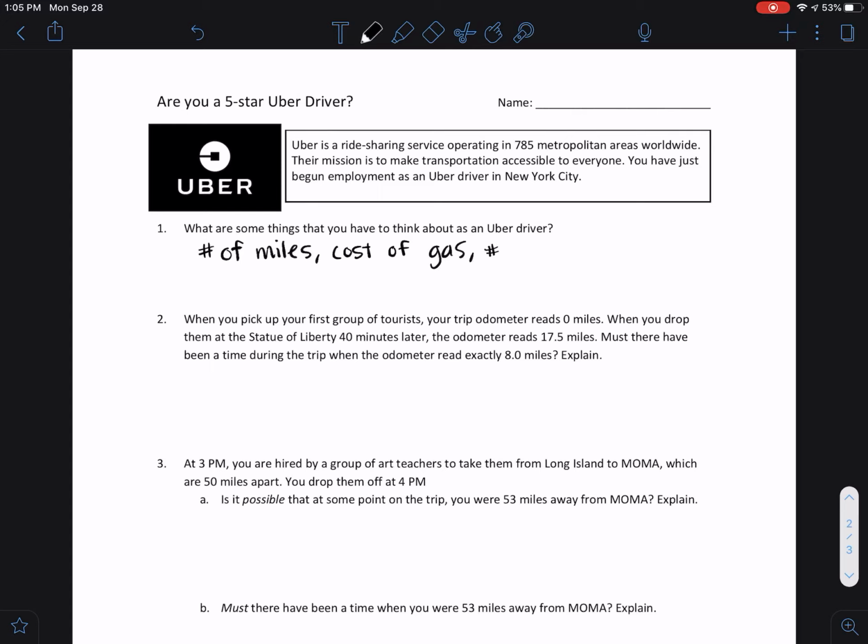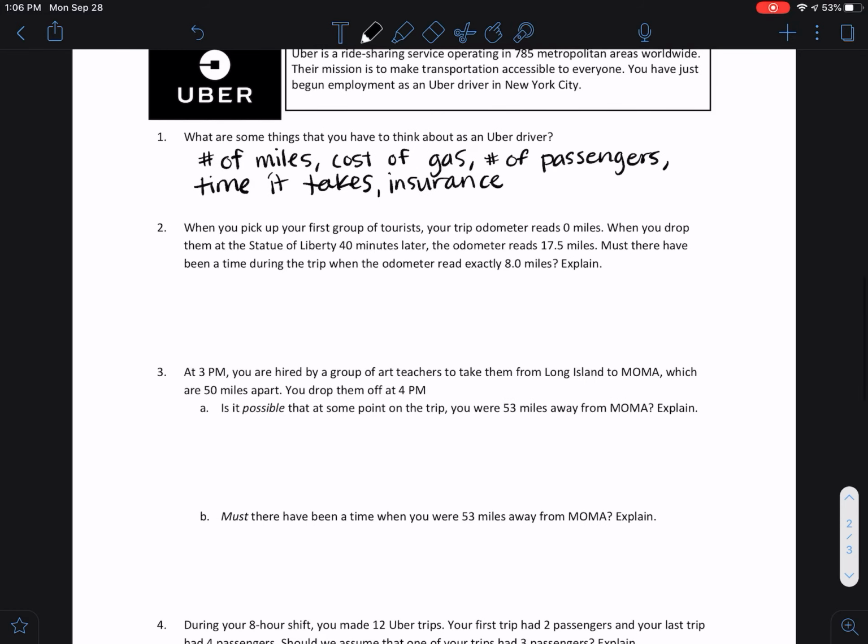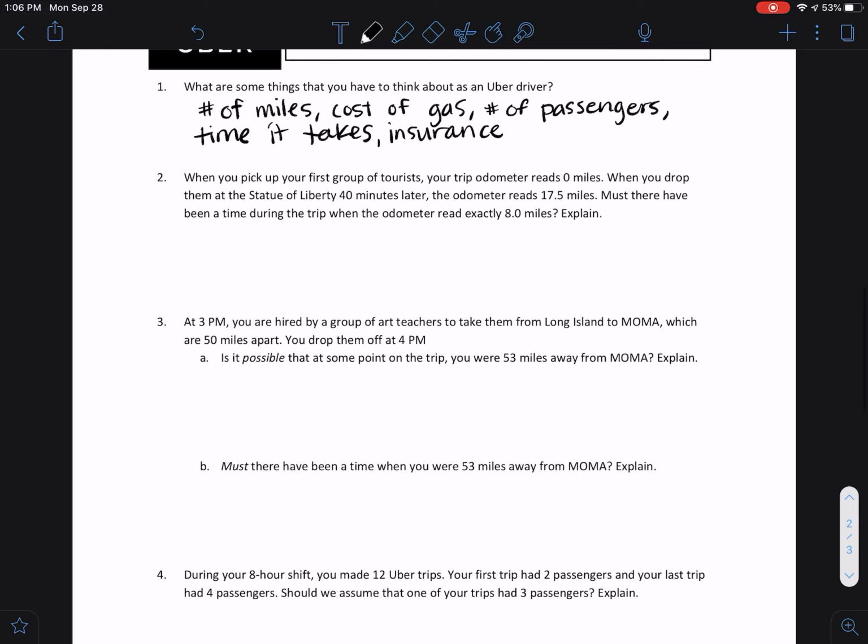Probably the number of passengers, too, that I can fit. Maybe the amount of time, the time it takes. Or even maybe insurance costs. So there's lots of different factors that go into being an Uber driver. And in terms of how much you're earning, how much each ride costs, the time of day that you're traveling, all of that factors into an Uber ride. So let's go through a couple situations.